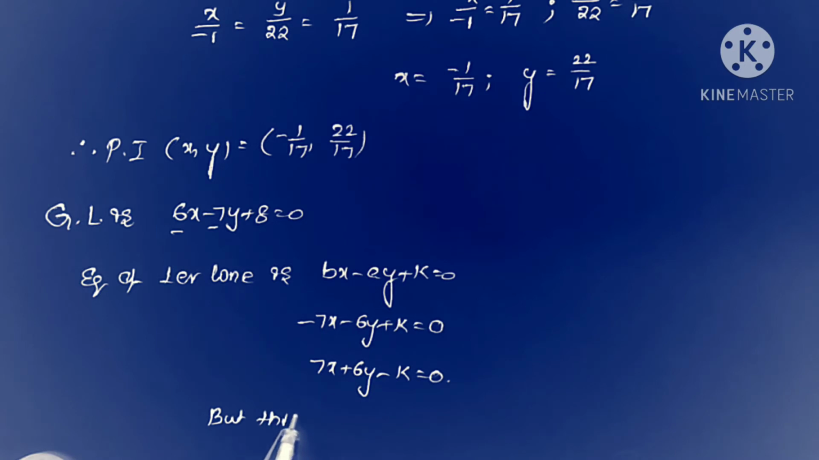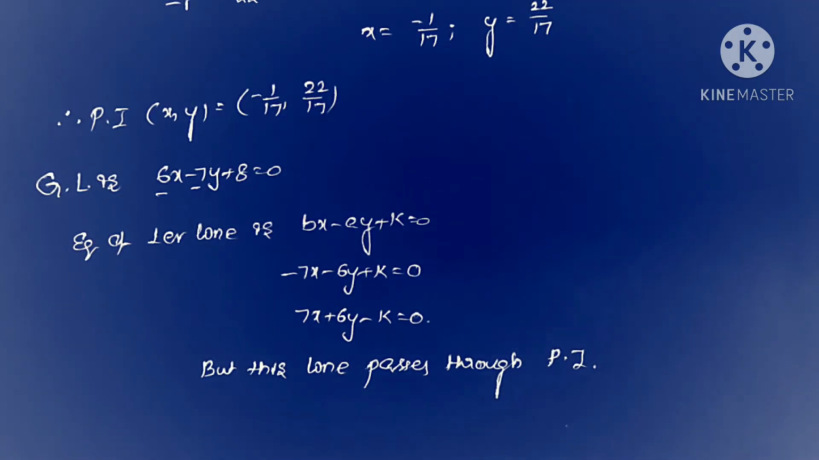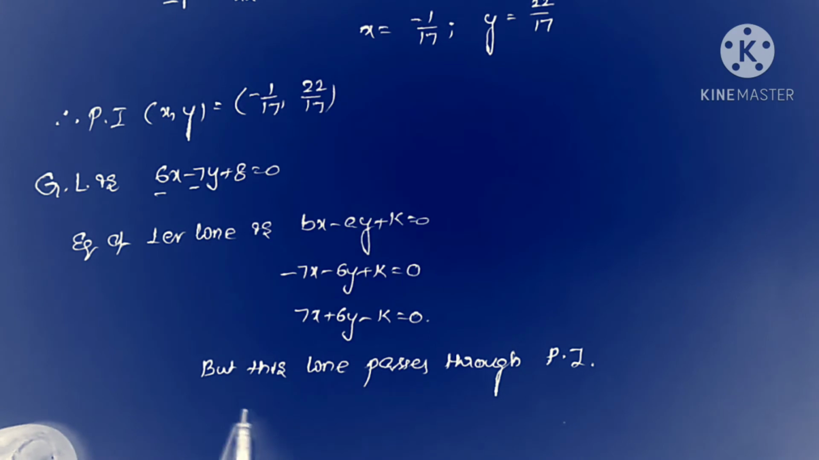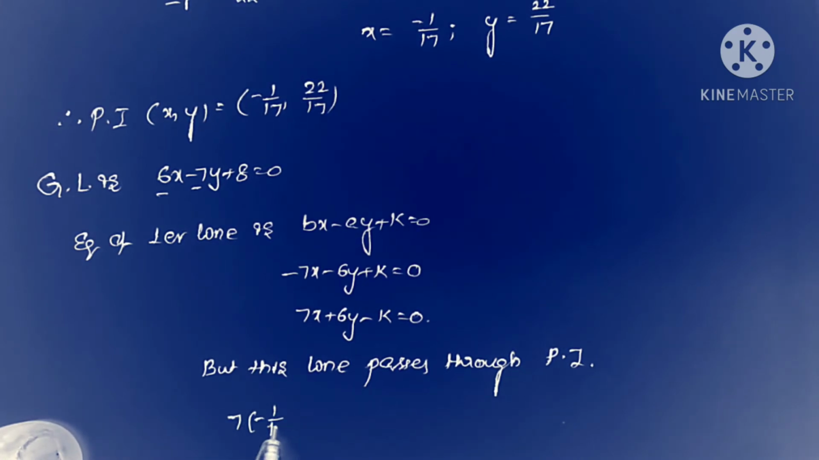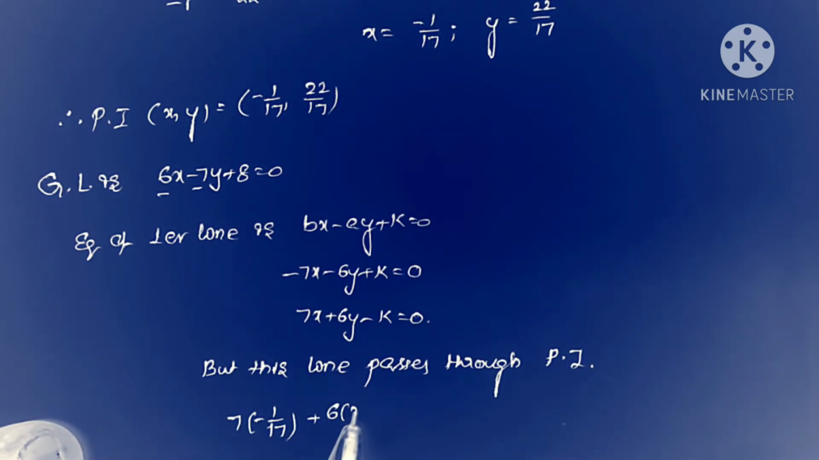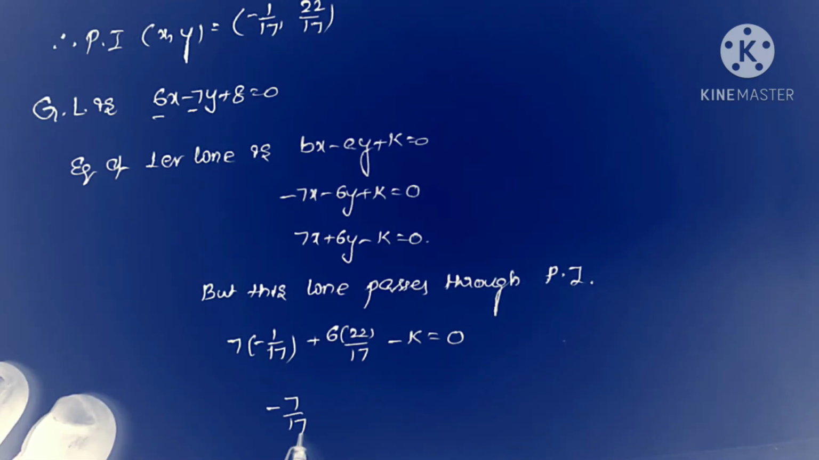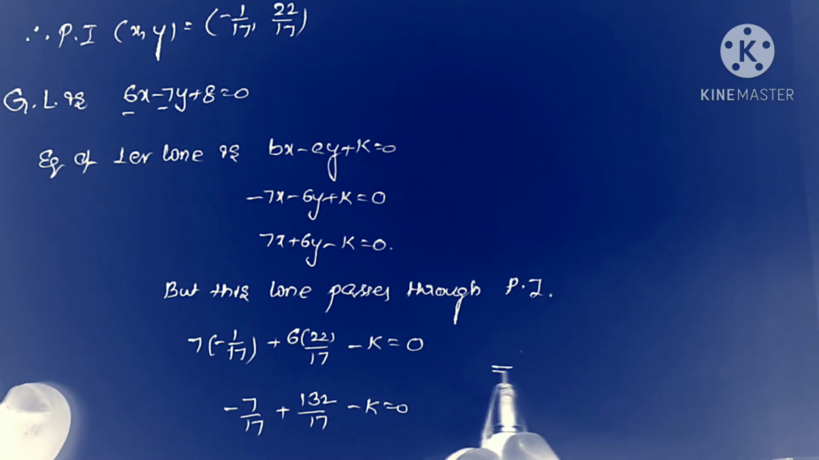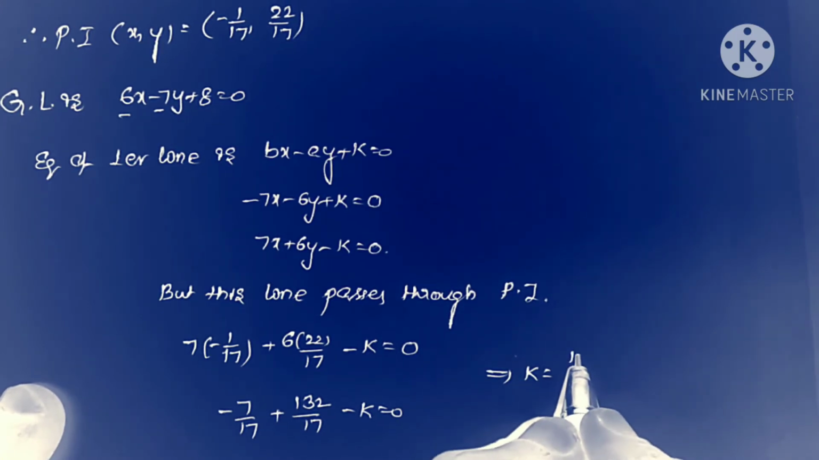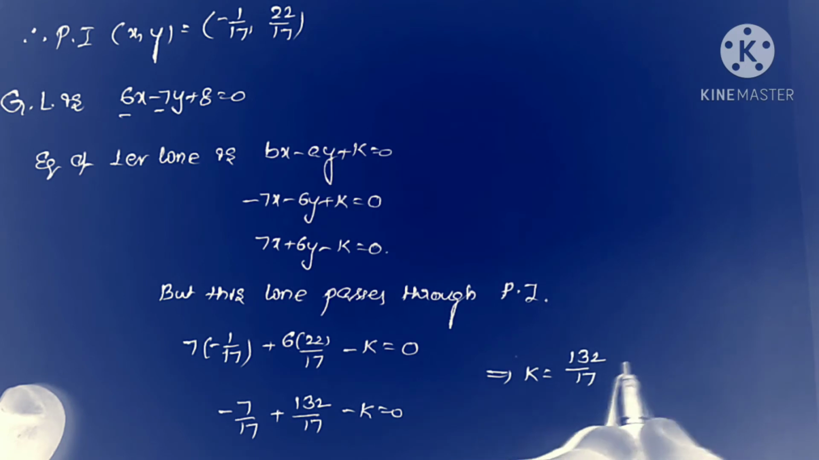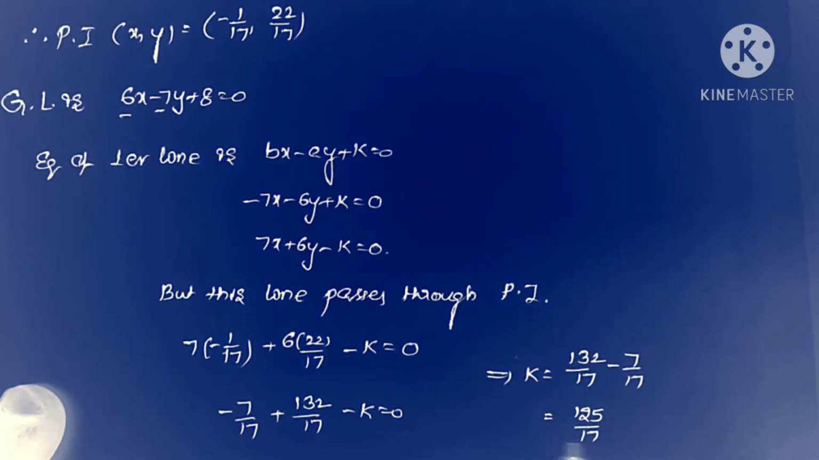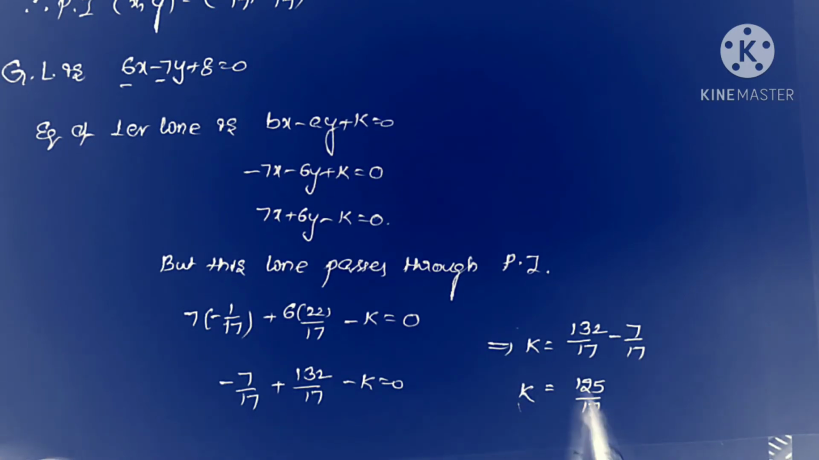But this line passes through the point of intersection. So replacing the point of intersection here, therefore 7 into minus 1 by 17 plus 6 into 22 by 17 minus k equal to 0. That is minus 7 by 17 plus 132 by 17 minus k equal to 0, which implies k is equal to 132 by 17 minus 7 by 17. That is 125 by 17. Therefore, the value of k is equal to 125 by 17.